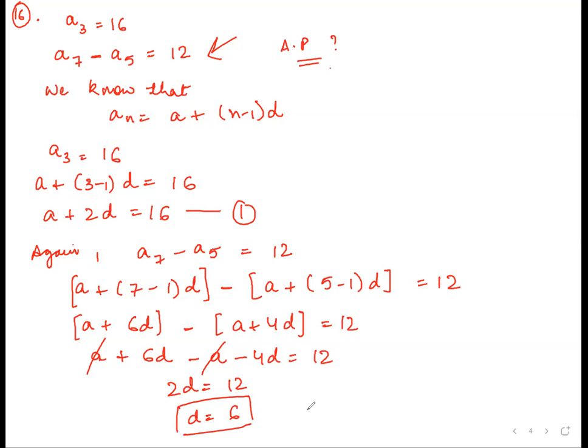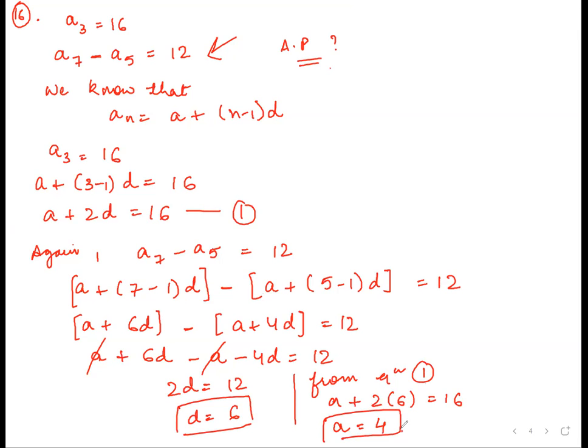Now you put this d in equation number 1 and find a. So find a, Rida. How much is a quickly? Hamna, tell me. From equation 1, a plus 2 into 6 is equal to 16. Yes. So a is equal to 16 minus 12. That means 4. Correct? Yes. Okay.